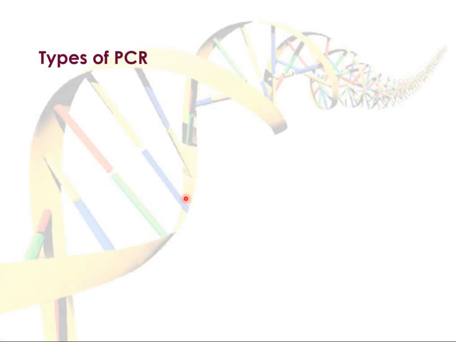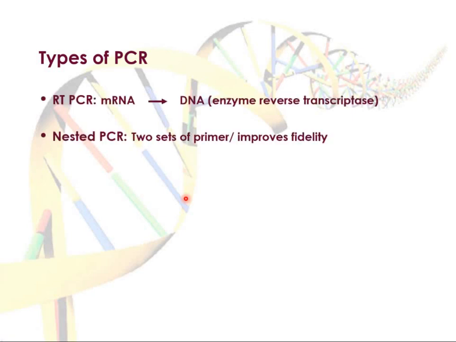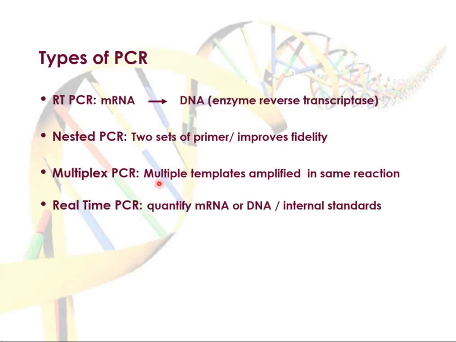That's what we call PCR. What I'm going to show are certain variations that are there. You have RT-PCR, which converts mRNA to DNA. You have a nested PCR if you're using two sets of primers, one within the other. This improves the fidelity. And there's a multiplex PCR, where multiple templates can be amplified in the same reaction. Then there's a real-time PCR, which can be used to quantify the mRNA or DNA. In this case, we use an internal standard. This real-time PCR has largely replaced northern blot.